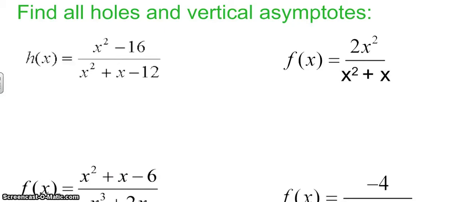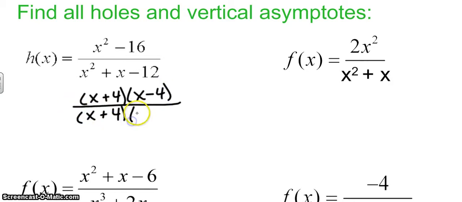Alright, find all holes and vertical asymptotes. The first thing you always want to do is simplify your function as much as possible. So this is going to factor into (x plus 4)(x minus 4) over (x plus 4)(x minus 3).